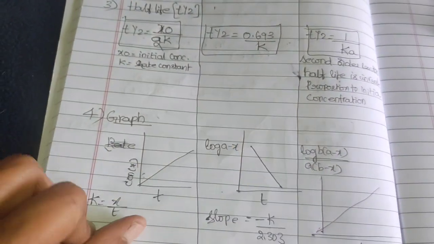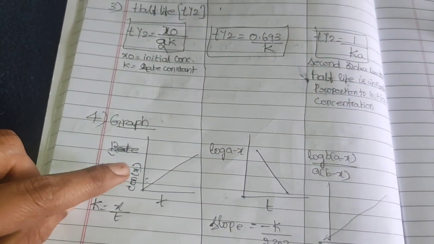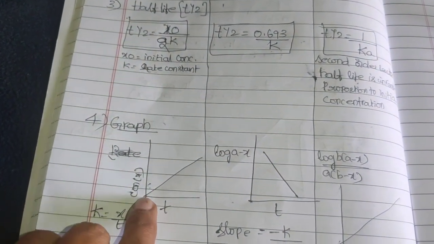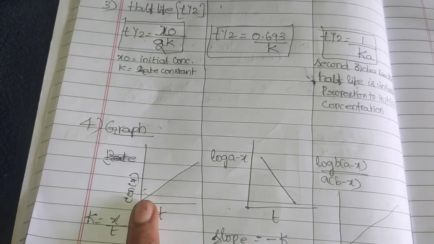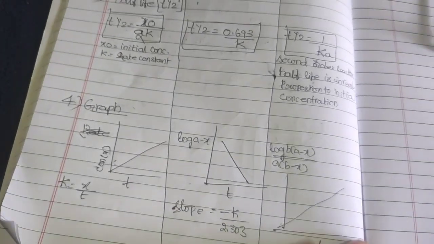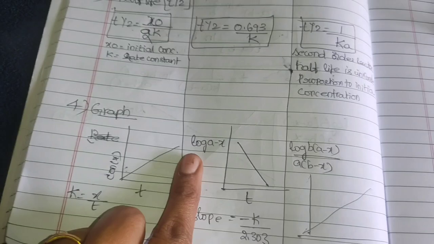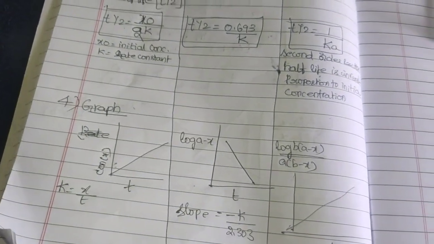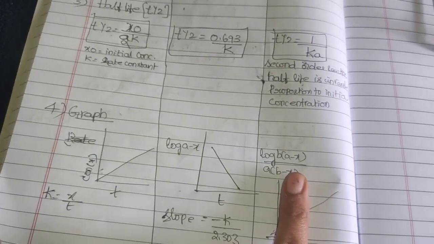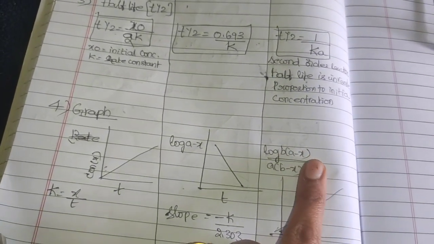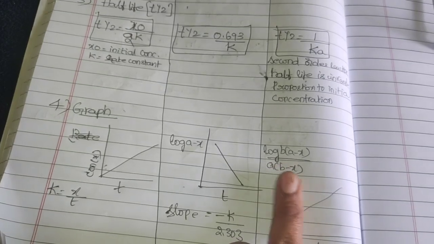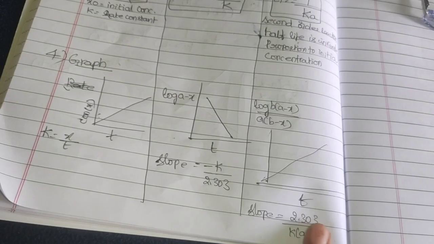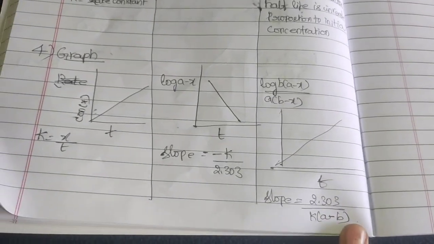Then if we see the graph for a zero order reaction between concentration and time, we will get a slope like this, originating from the origin. So k is equal to x by t. Then for first order reaction, if we draw a graph between log (a minus x) and t, we will get a slope of minus k by 2.303. And for second order reactions, log of b into (a minus x) by a into (b minus x) against time, we will get a slope originating from the origin, and the slope is 2.303 by k into (a minus b).